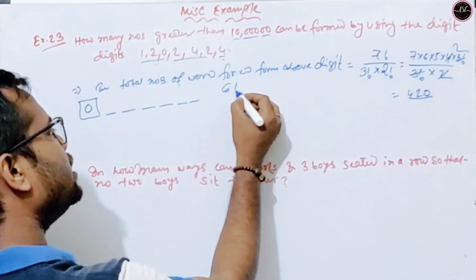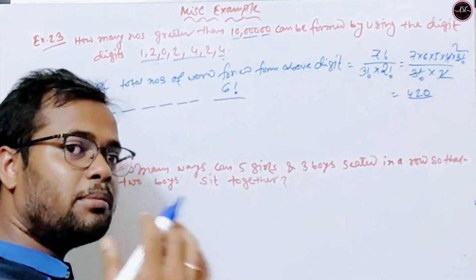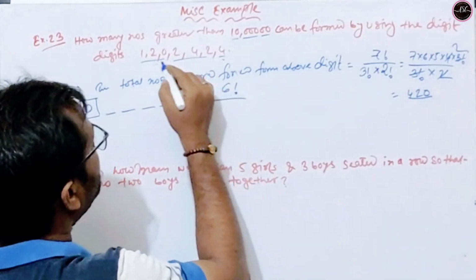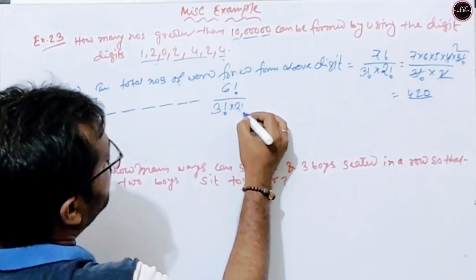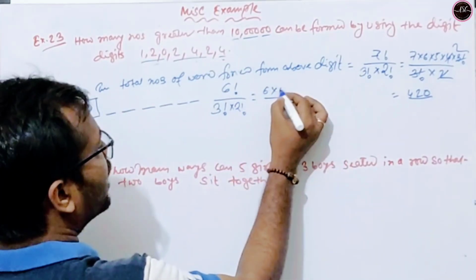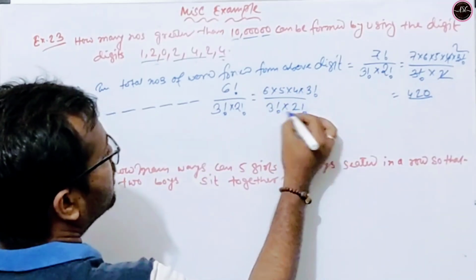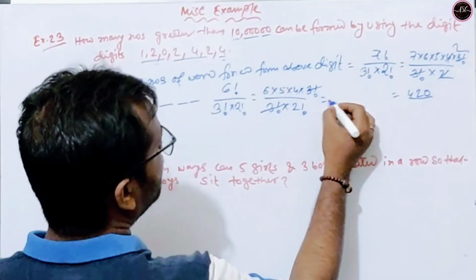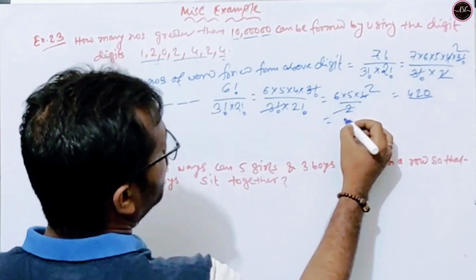So from the 6 digits, if we take 6 at a time, the number of words equals 6 factorial divided by, here 2 is repeated 3 times, that means 3 factorial into, and 4 repeated 2 times, 2 factorial. So it equals 6 into 5 into 4 into 3 factorial divided by 3 factorial into 2 factorial. Just cancel out 3 factorial, and here 6 into 5 into 4 divided by 2. So we have 60.